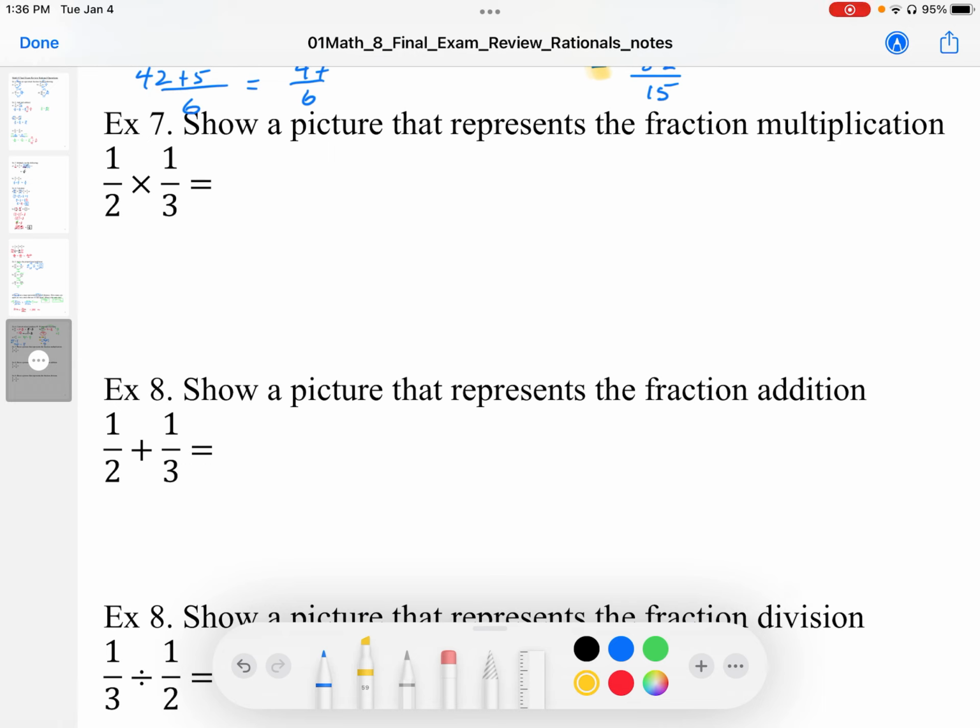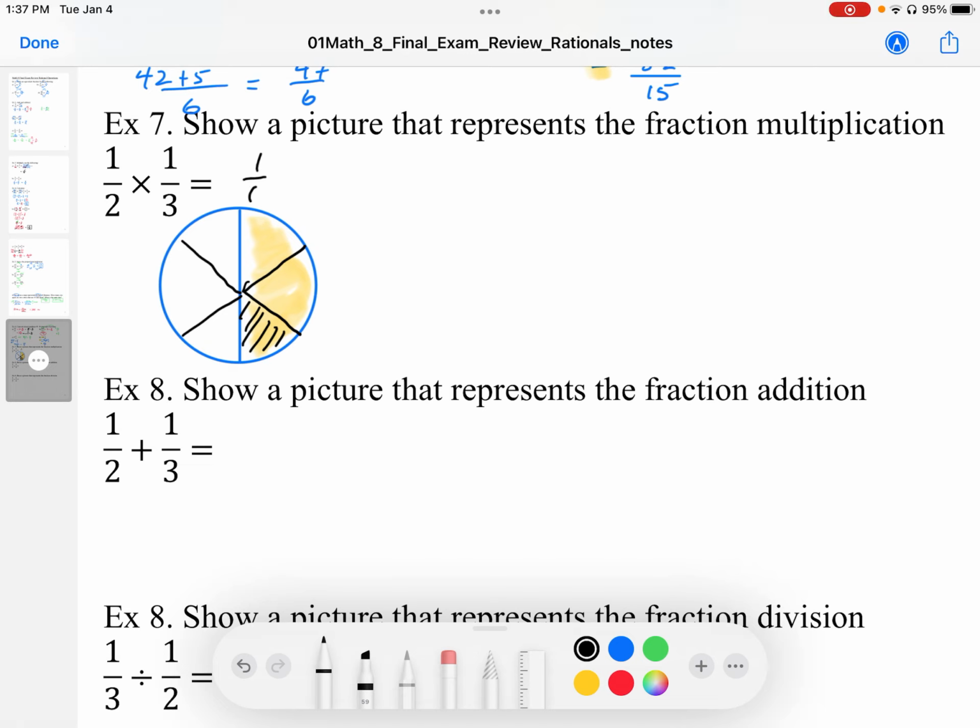To show a picture of fraction multiplication, there's 2 ways we can do this. We could do a fraction of a fraction. So if I want to take my original 1/2 fraction, okay, so I can take a 1/2 fraction like this, and I can take 1/3 of that 1/2 fraction, so I can divide that into 3 equal parts, and that represents 1/6 of the original fraction. So we end up with 1 over 6 that way.